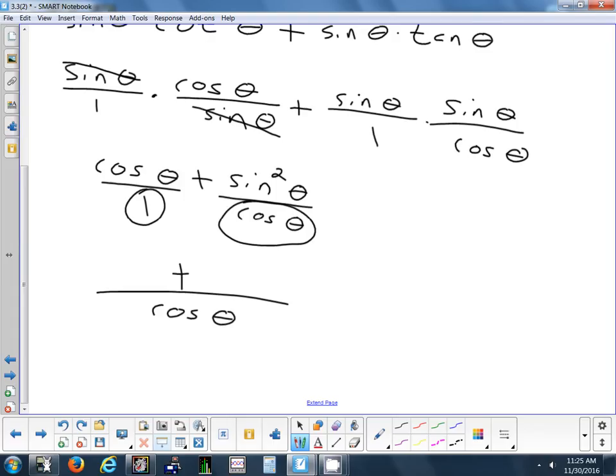Now, the denominator on the right is all set. There's nothing I need to do to turn that into the common denominator. It already is. So just leave that one alone. But what about the denominator on the left? What would you have to multiply by to turn it into the common denominator? Cosine. And if you do it on the bottom, where else do you have to do it? You do it on the top. So now cosine times 1, there's my common denominator. And what's cosine times cosine? Cosine squared.